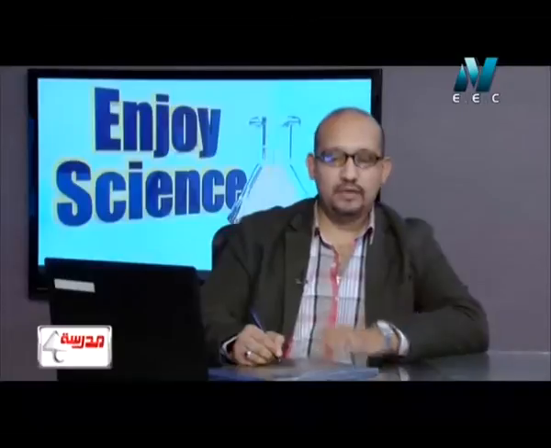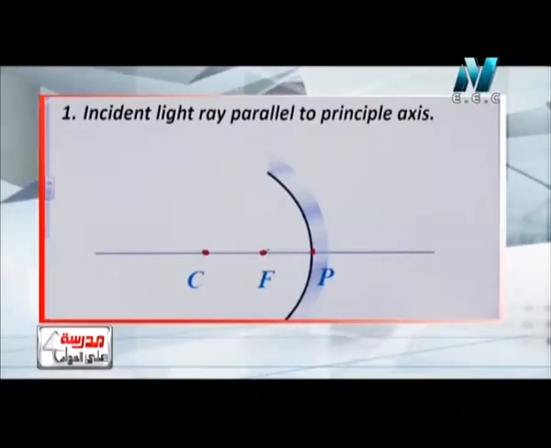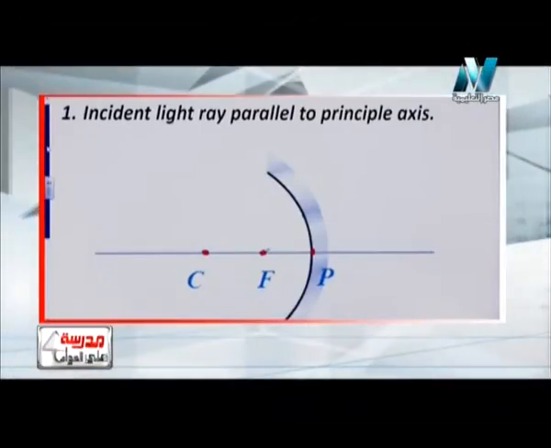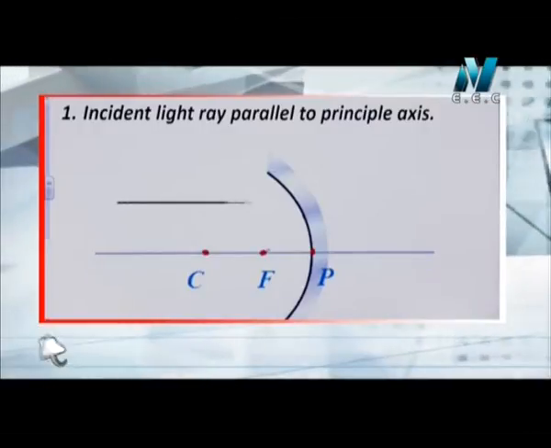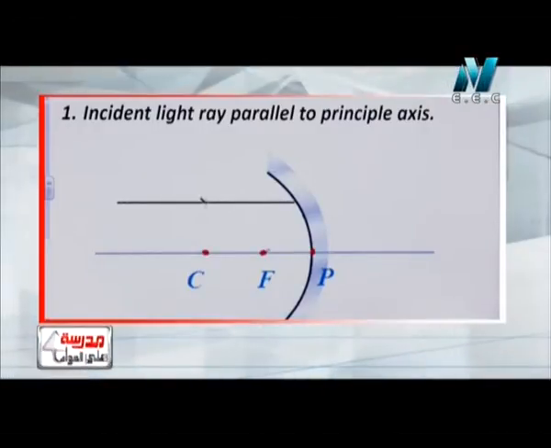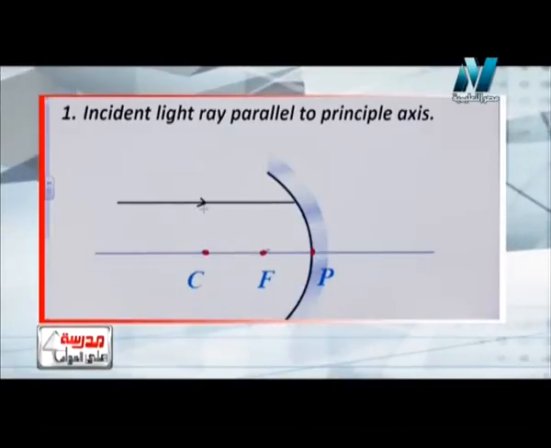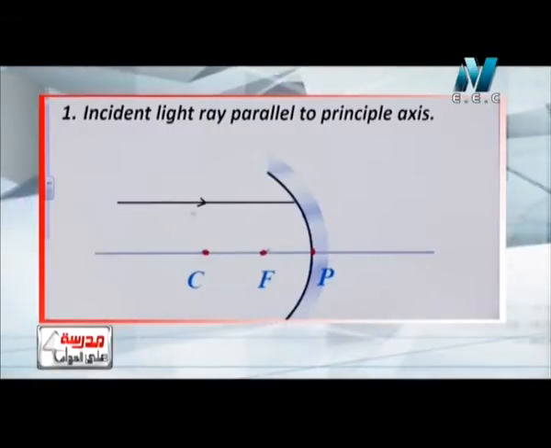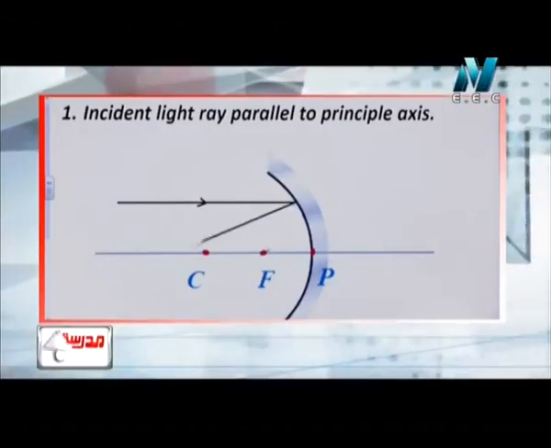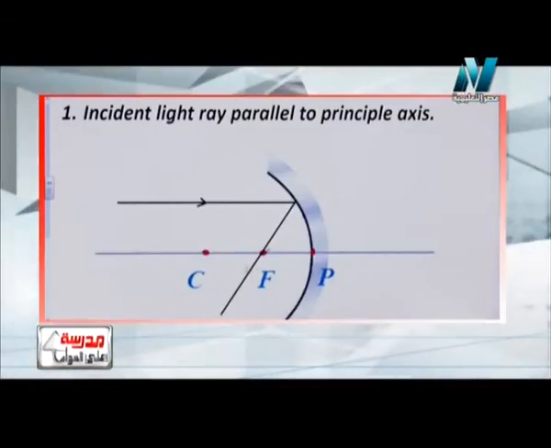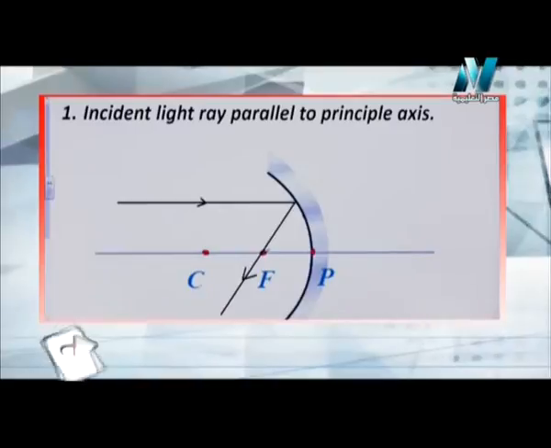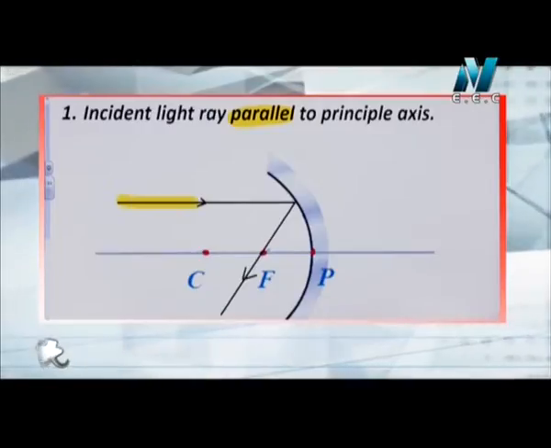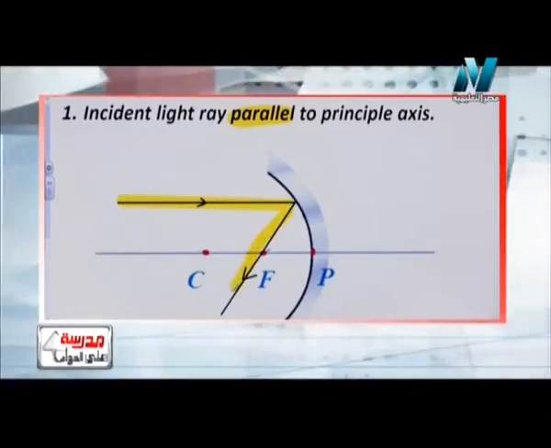Okay, dear students, here on this monitor we have an incident light ray parallel to the principal axis, as Mr. Muhammad said, in concave mirror only. So if the light ray is parallel to the principal axis like that, drawn with a ruler on a line of your copybook or your examination paper, it will reflect through what? Through focus. If the light ray is parallel to the principal axis like that, it will reflect through focus.